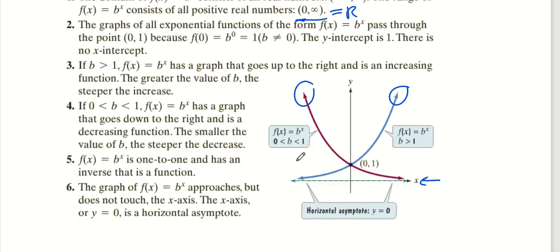One of the most important points on these graphs is the y-intercept. It's going to be the ordered pair (0, 1).